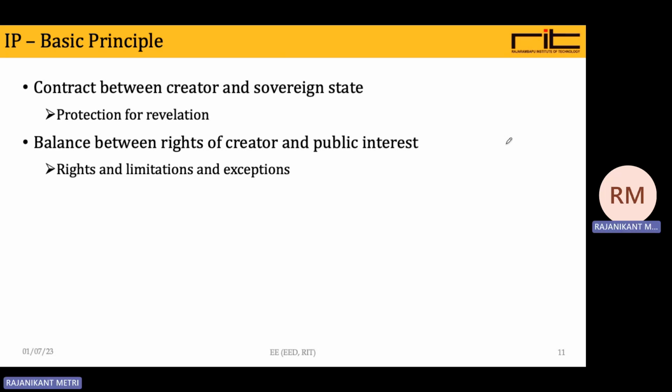Now, what are the basic principles in IP? This is a contract between the creator and the sovereign state. That is, protection for elevation. So it is a contract between the person who has created and the sovereign, the one who is going to use. It should balance the rights of the creator and the public interest. So there should be a balance between the creator and the public interest, with rights and limitations and exceptions: what the rights are with that particular copyright, and then what the limitations are while using it, or what the exceptions are for using it.